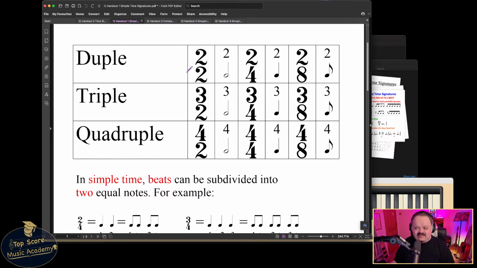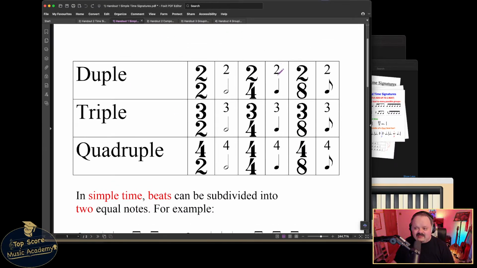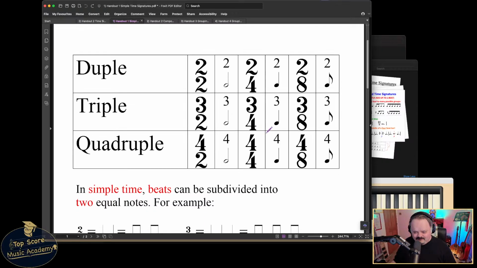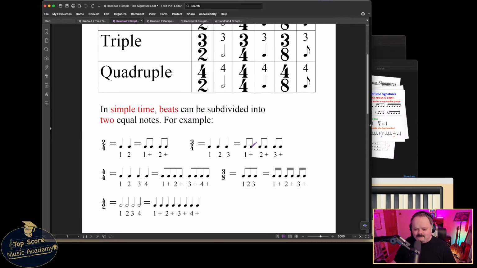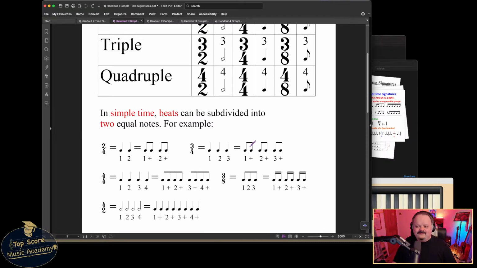Okay. And the easiest one to take from each of those, I think, is in the middle: 2/4 for simple duple, 3/4 for simple triple, and 4/4 for simple quadruple. Yeah, so if you learn one from each, then you've got it for all of them. Anything with a 2, 3, or 4 on the top. Okay, that's simple time signatures.